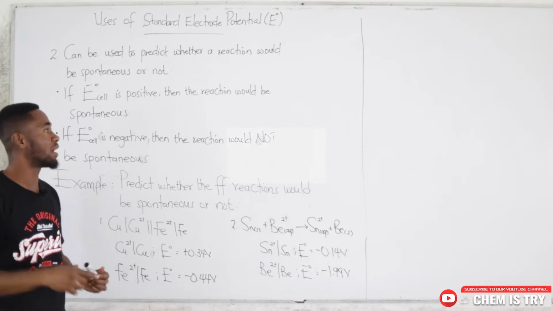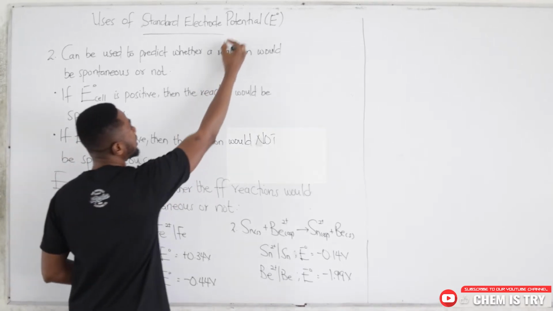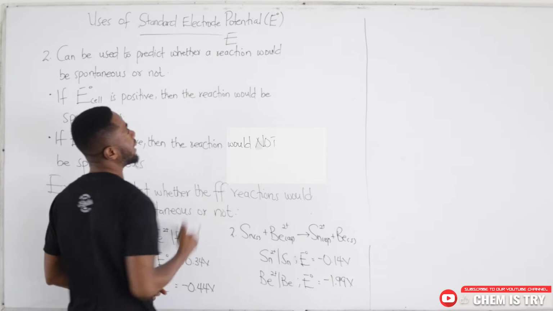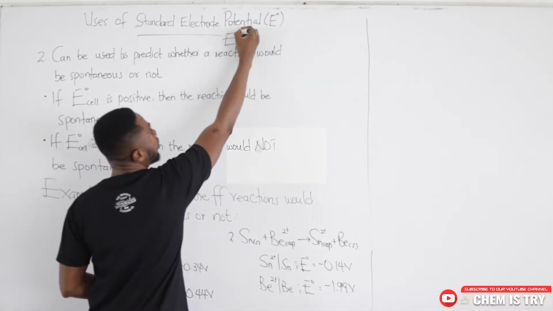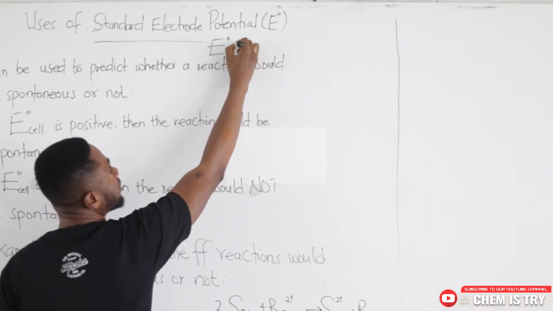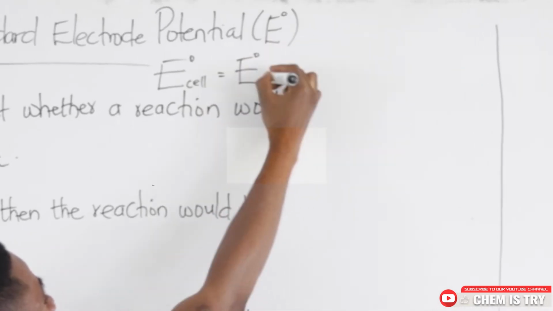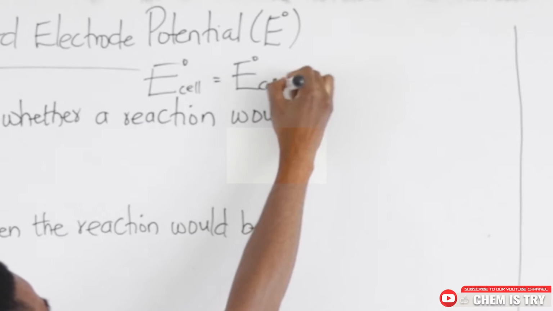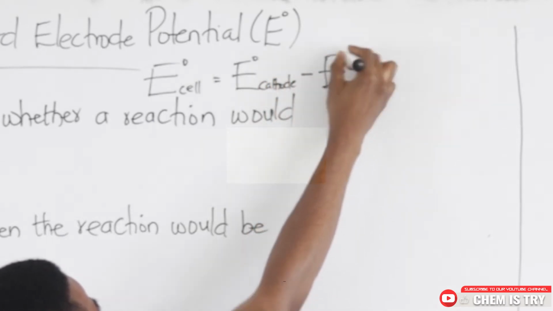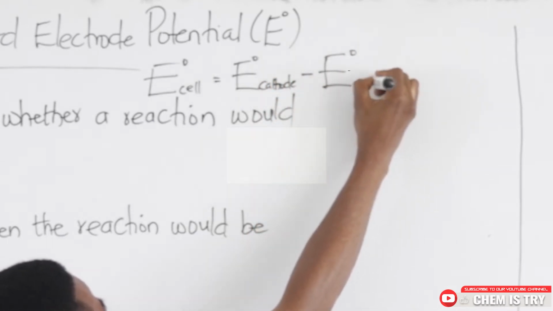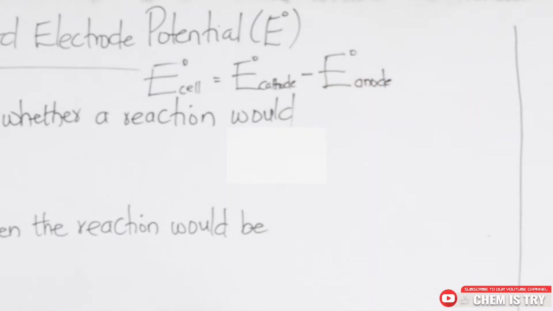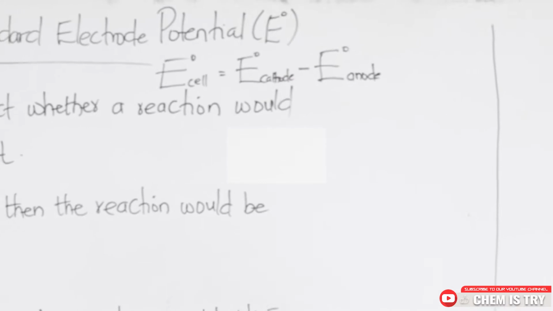I hope you remember the formula. The formula was: standard electrode potential of the cell is equal to the standard reduction potential of the cathode minus the standard reduction potential of the anode. That is what we learned in our previous video.